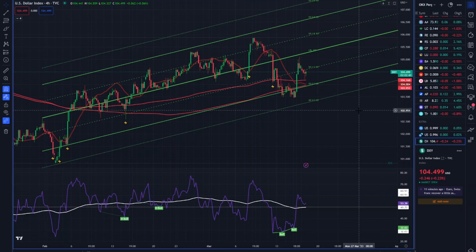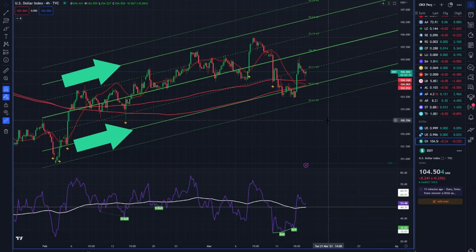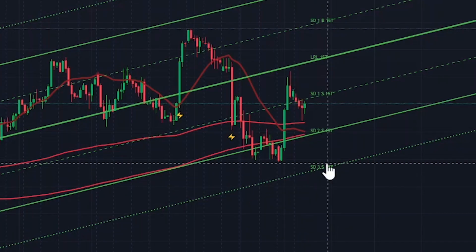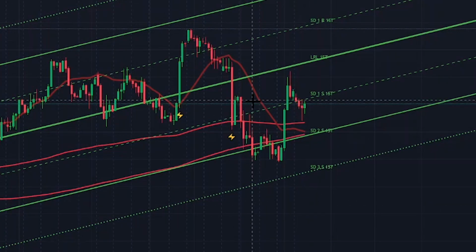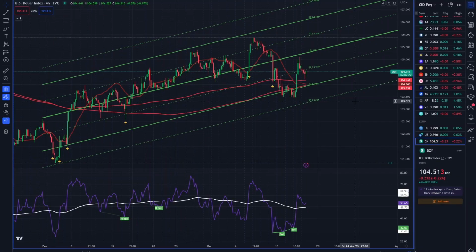Something interesting worth mentioning is that the DXY is actually in a very small uptrend if you look at the 4 hour. So I've got here a linear regression, which just automatically plots, and it's plotted an upwards trajectory.